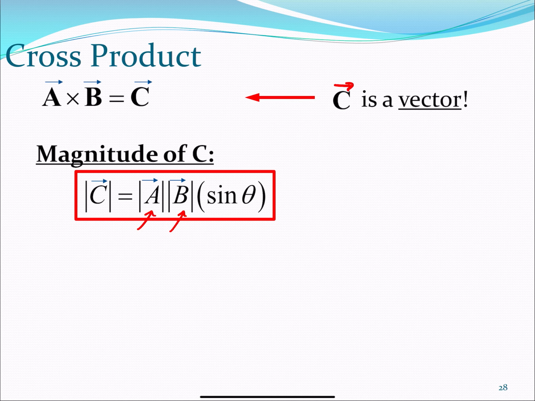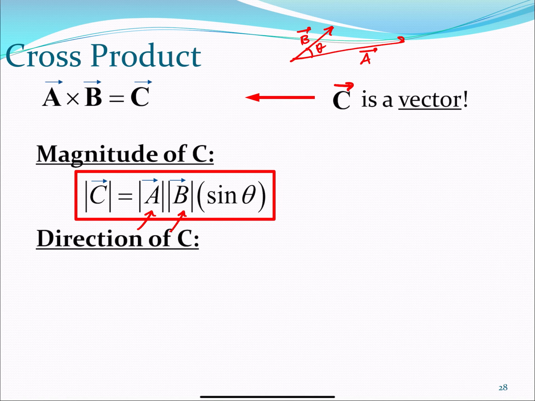So if we have vector A over here and vector B over here, this is the angle that the tails of the two vectors make. The sine of that angle times the magnitude of one times the magnitude of the other will give you the magnitude of the vector C. How does that C vector look?